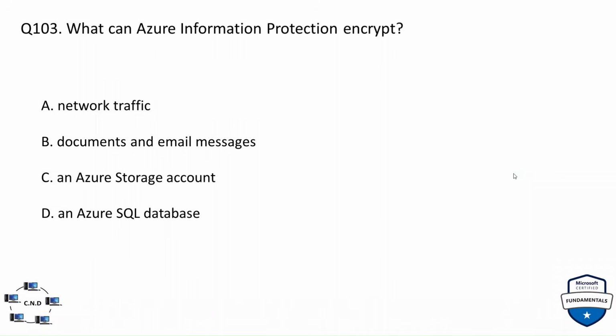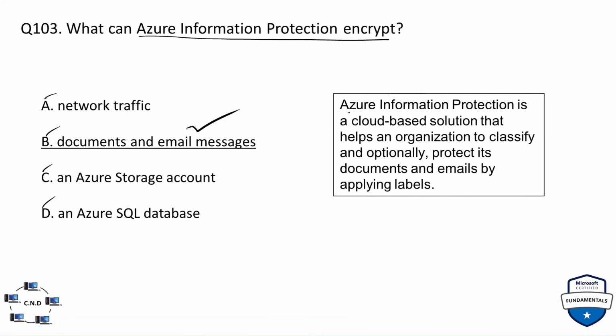Microsoft Sentinel. Question number 103 is that what can Azure Information Protection encrypt? And the options are A, network traffic, B, documents and email messages, C, an Azure storage account, and D, an Azure SQL database. And the correct option is that Information Protection can encrypt documents and email messages. So Azure Information Protection is a cloud-based solution that helps an organization to classify and optionally protect its documents and emails by applying labels.